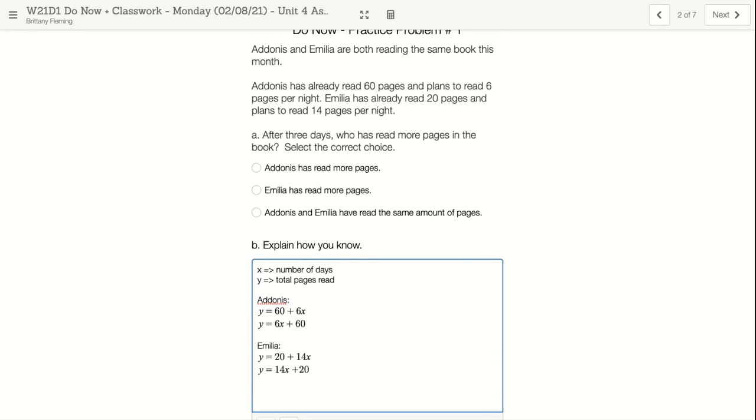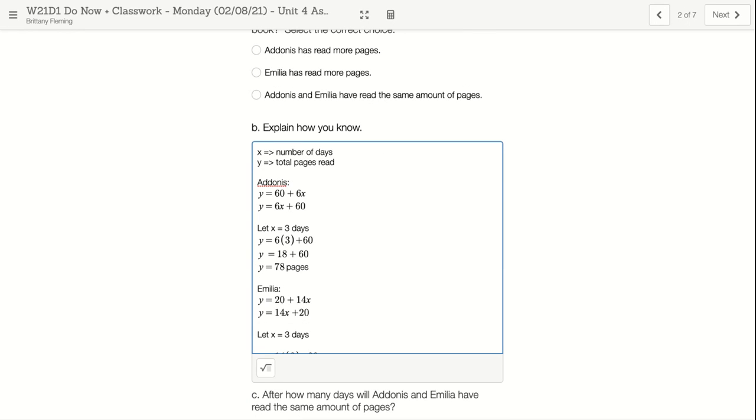So now I know the equation for both scholars, and all I have to do is substitute 3 for X, because X is the number of days, and then I will be able to determine the total pages read by both students. Okay, so here's what I did. I let X equal 3 days. And so I substituted 3 in Adonis's equation, and I got 6 times 3 plus 60. So Y equals 18 plus 60. Therefore, in 3 days, Adonis will read 78 pages.